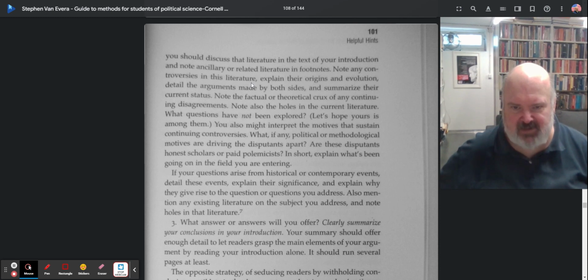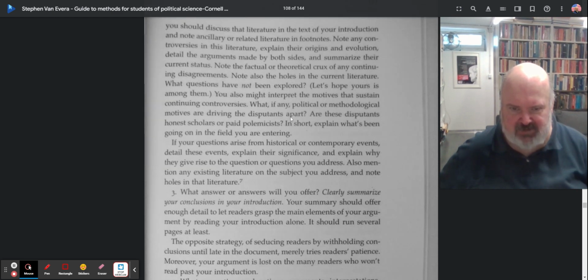Note any controversies in this literature, explain their origins and evolution, detail the arguments made by both sides, and summarize their current status. Note the factual or theoretical crux of any continuing disagreement. Note also the holes in the current literature. What questions have not been explored? Let's hope yours is among them, right? You might interpret the motives that sustain continuing controversies. What, if any, political or methodological motives are driving the disputants apart? Are the disputants honest scholars or paid polemicists? In short, explain what's been going on in the field you are entering, right?